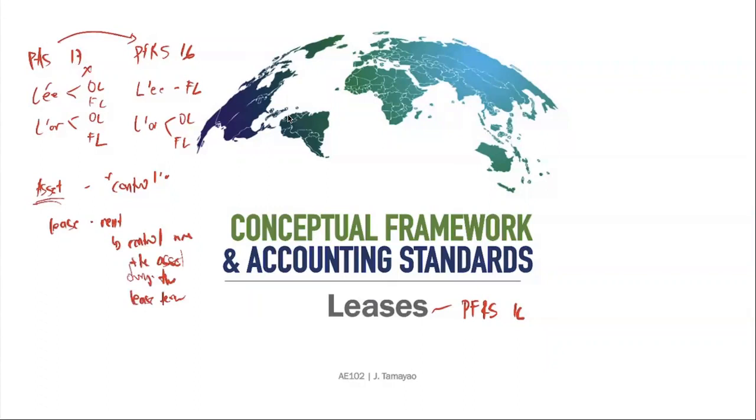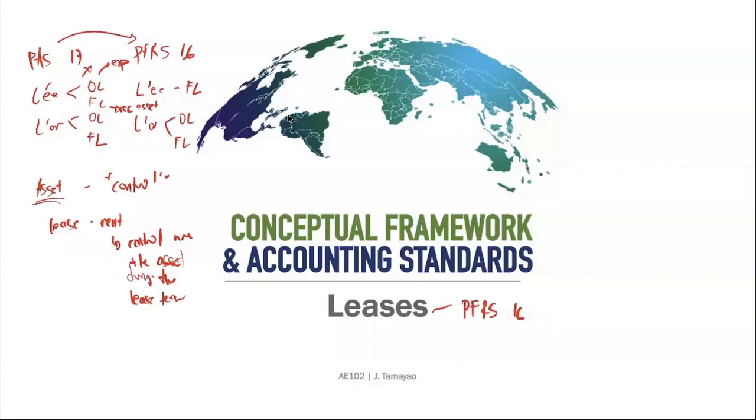So as you can see, lessee, under PAS 17, you need to recognize either an operating lease or a finance lease. When we say operating lease, the amount of your rent will purely be recognized as an expense. In a finance lease, you need to recognize an asset. That particular problem is solved under PFRS 16.